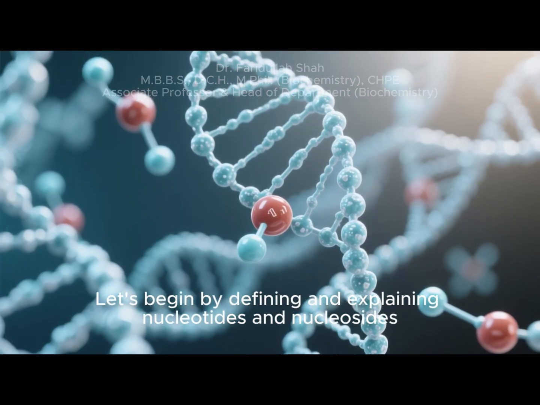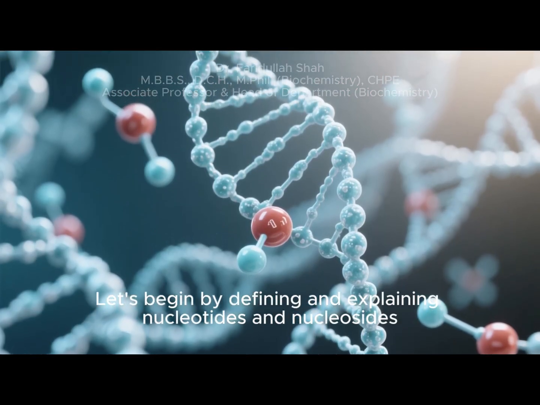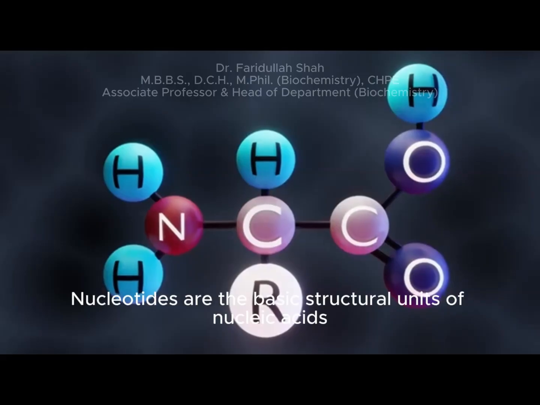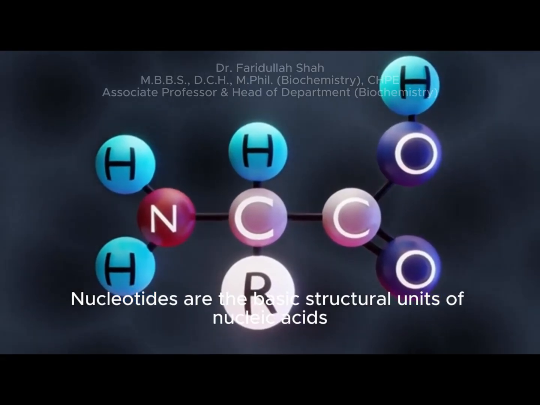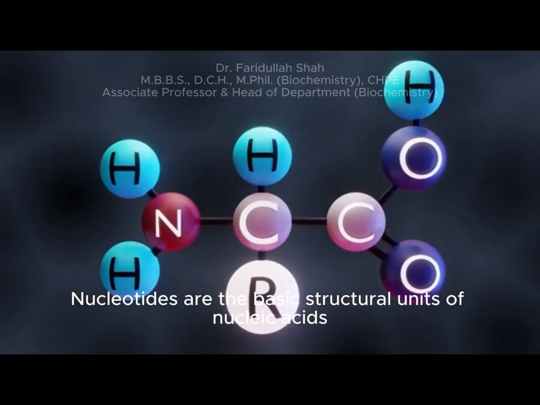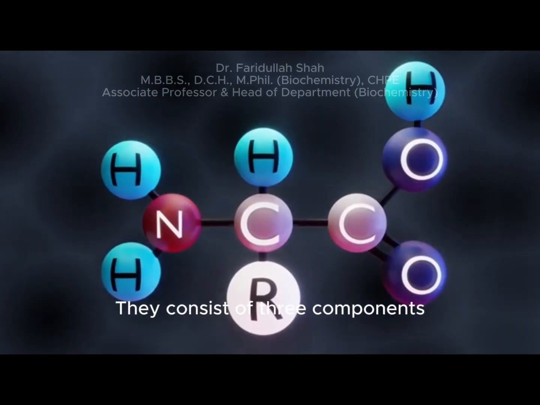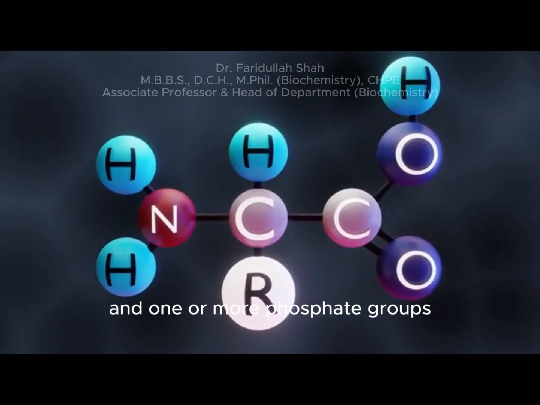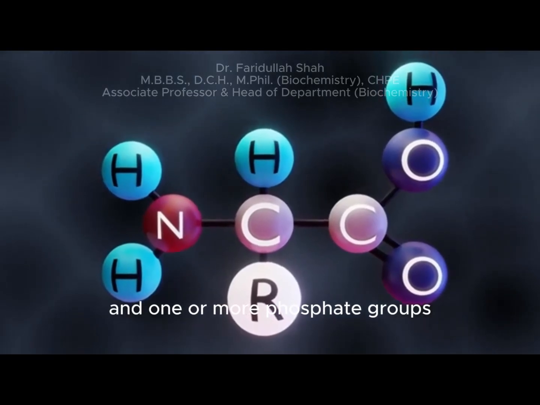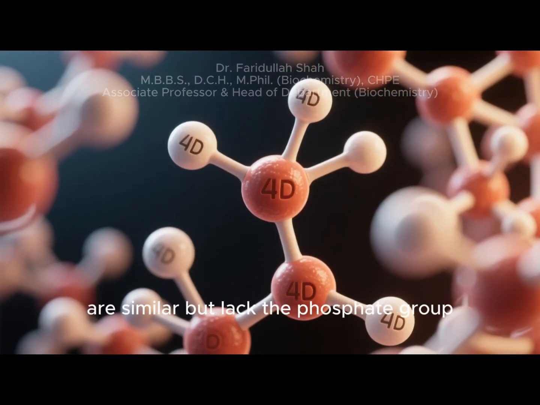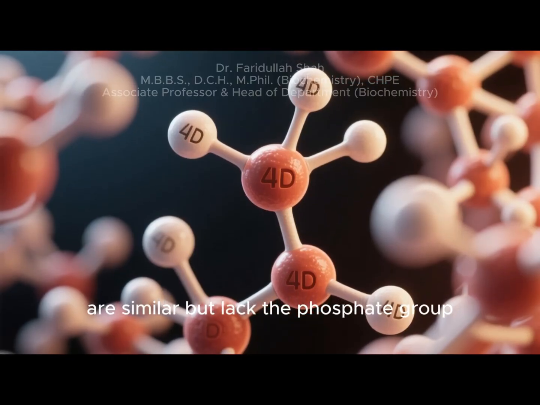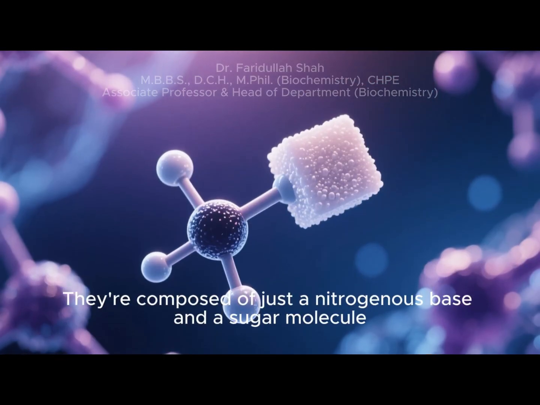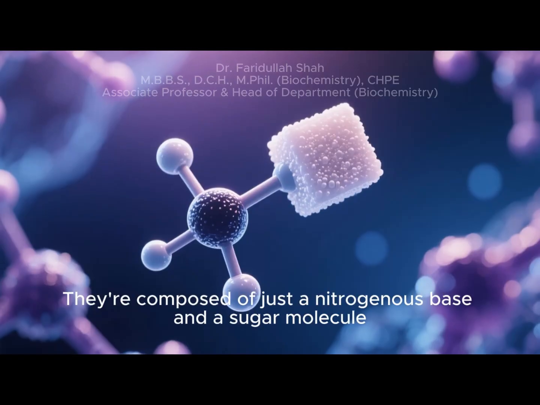Let's begin by defining and explaining nucleotides and nucleosides. Nucleotides are the basic structural units of nucleic acids. They consist of three components: a nitrogenous base, a 5-carbon sugar, and one or more phosphate groups. Nucleosides, on the other hand, are similar but lack the phosphate group. They're composed of just a nitrogenous base and a sugar molecule.